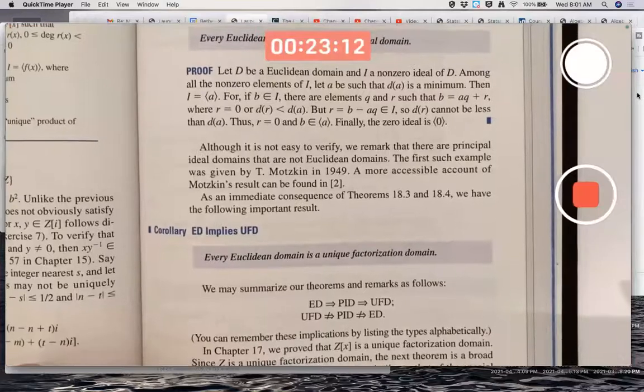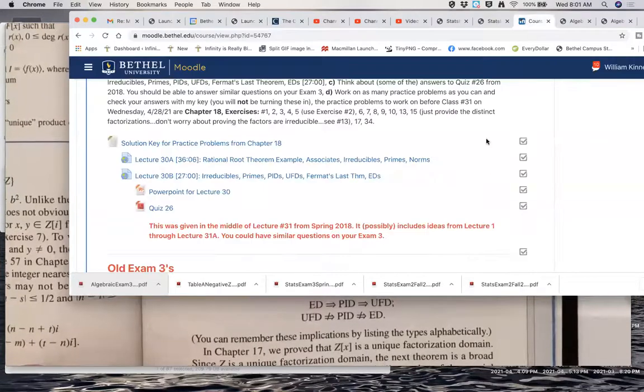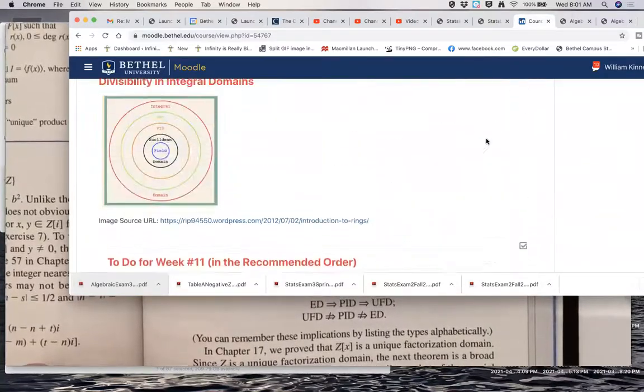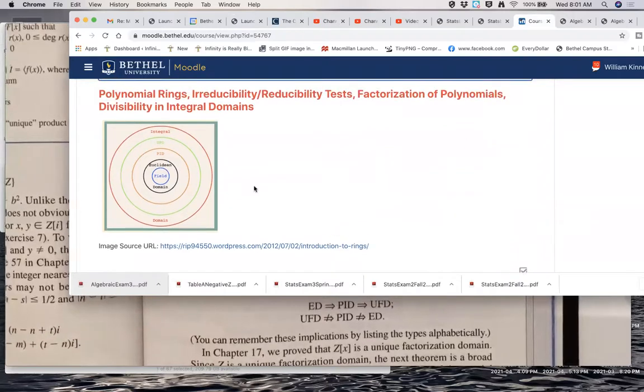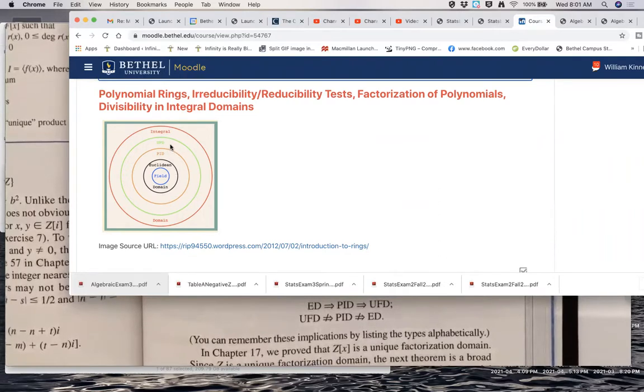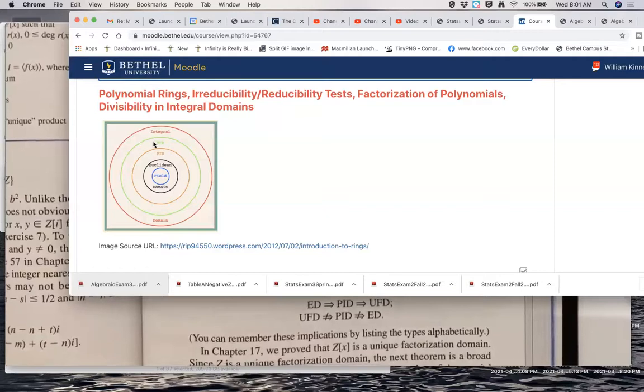You might remember on Moodle, we've got this picture here as well. I probably should have put this in this week instead of last week. Every Euclidean domain is a principal ideal domain. Every principal ideal domain is a unique factorization domain. And therefore, every Euclidean domain is also a unique factorization domain. And these are all integral domains. Fields are the most specialized. They are all of these as well. So that's kind of a nice thing. But again, it goes in alphabetical order here with ED, PID, and UFD. That's the way to remember it.